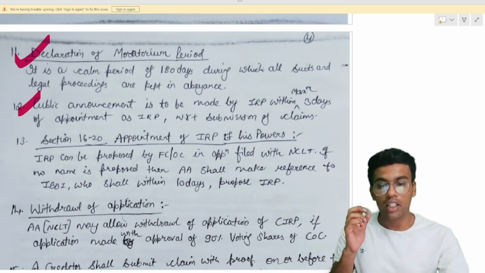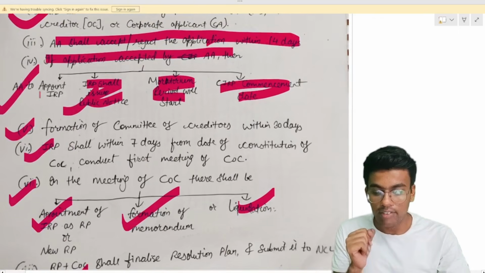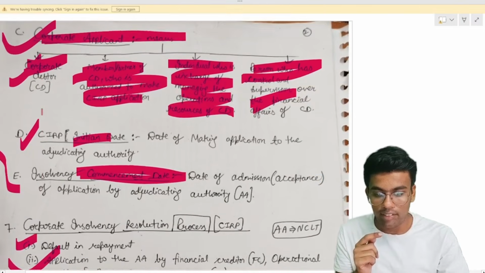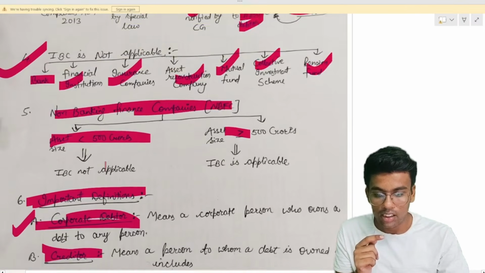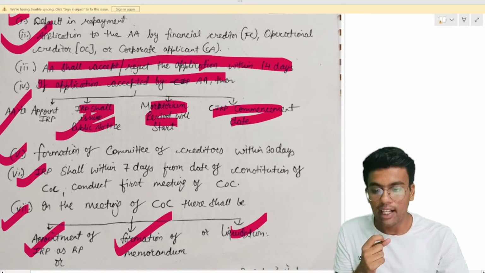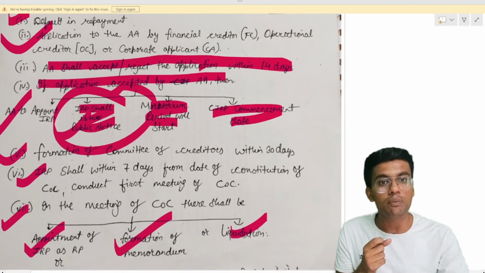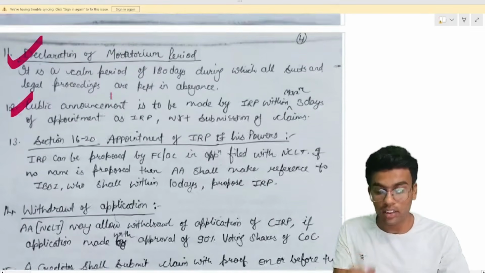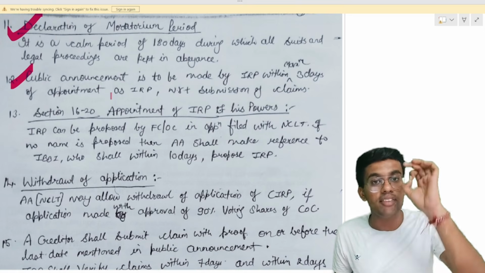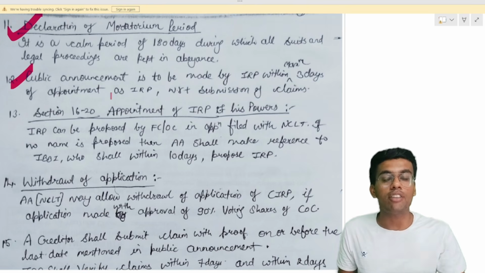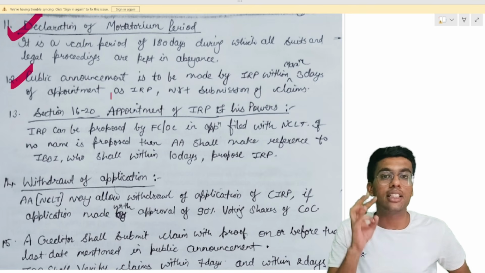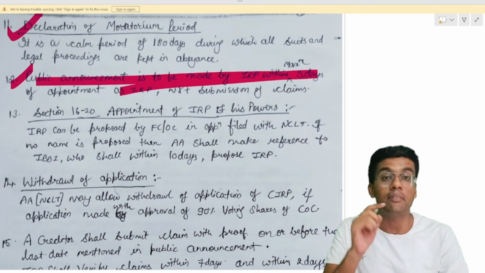Now here we had studied last year that IRP will issue public notice. Here we are going to see the maximum time limit up to which the public announcement is to be made. Public announcement is to be made within a maximum of 3 days from the date of appointment of any person as IRP. If you are appointed as IRP, then you have to make the public announcement within the next 3 days. This is the maximum time limit, and this question was asked in my examination.